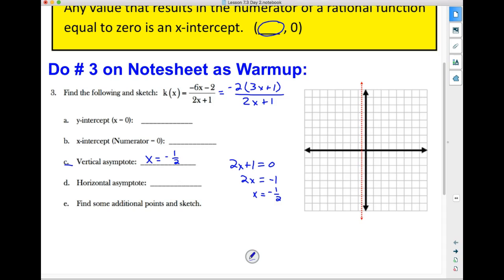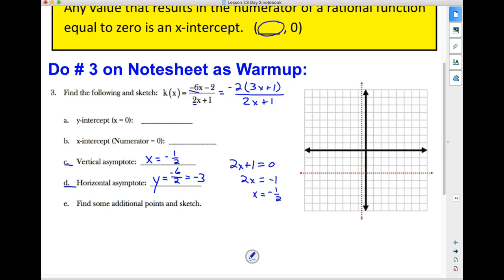And after that, I would automatically go to my horizontal asymptote. My horizontal asymptote is going to be y equals the lead coefficient of the numerator, which is -6, divided by the coefficient in the denominator, which is 2. That'll give me a horizontal asymptote of -3. I would then graph that horizontal asymptote of y equals -3. Those are great sketching aids to first put on there.